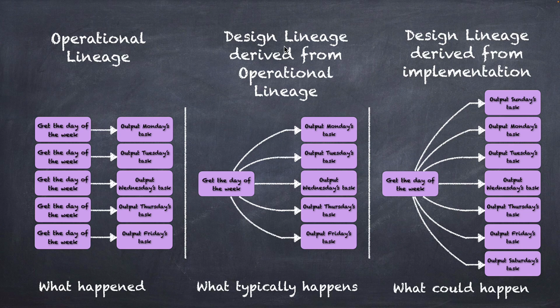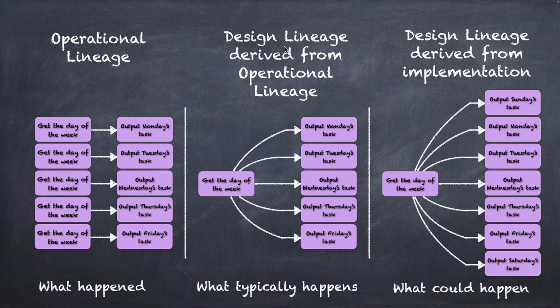Finally, the full design allows us to ask what-if type questions, such as what if we ran this on a Saturday? So each of the 3 representations of the execution of the process provides value and allows you to answer particular questions. Okay, with these concepts in mind, let's look at some lineage queries.